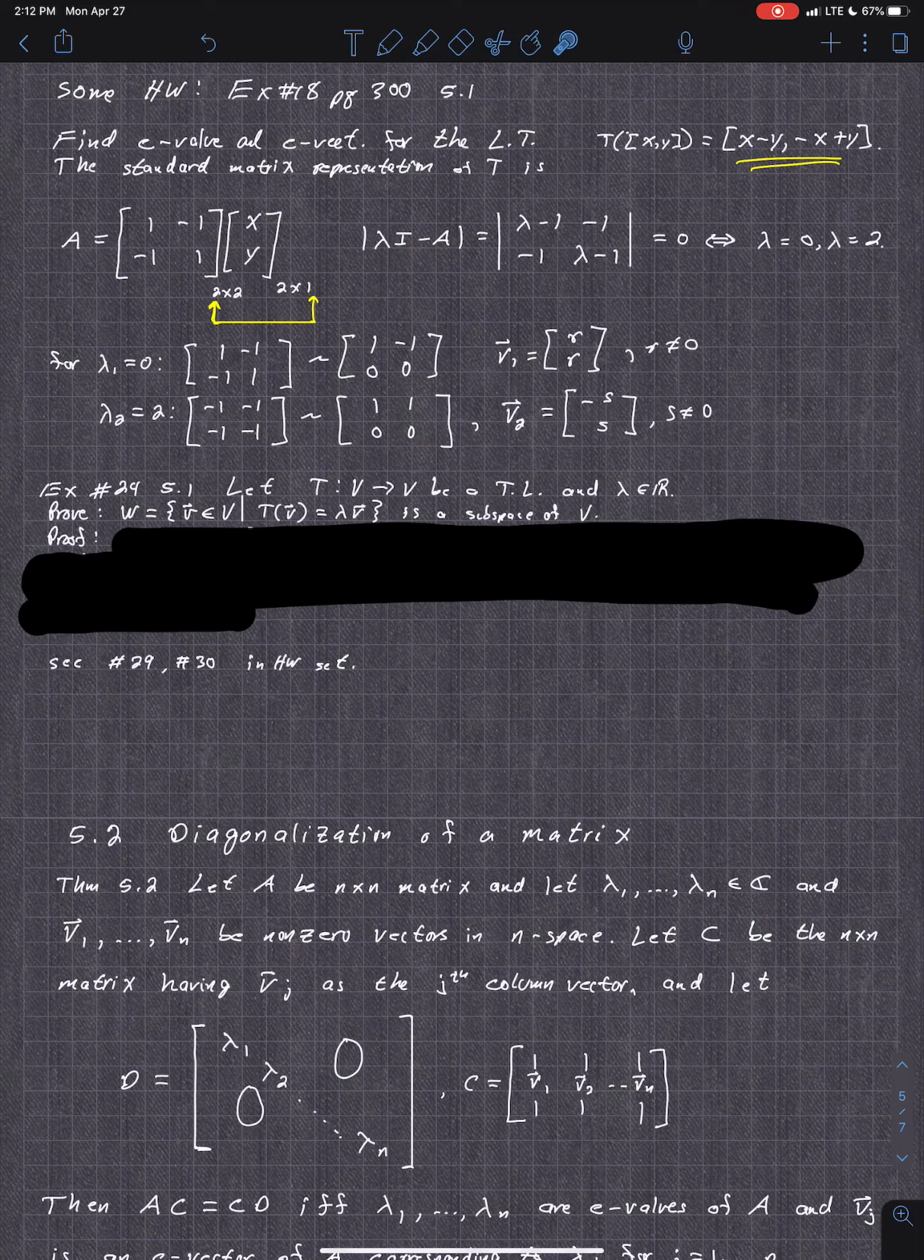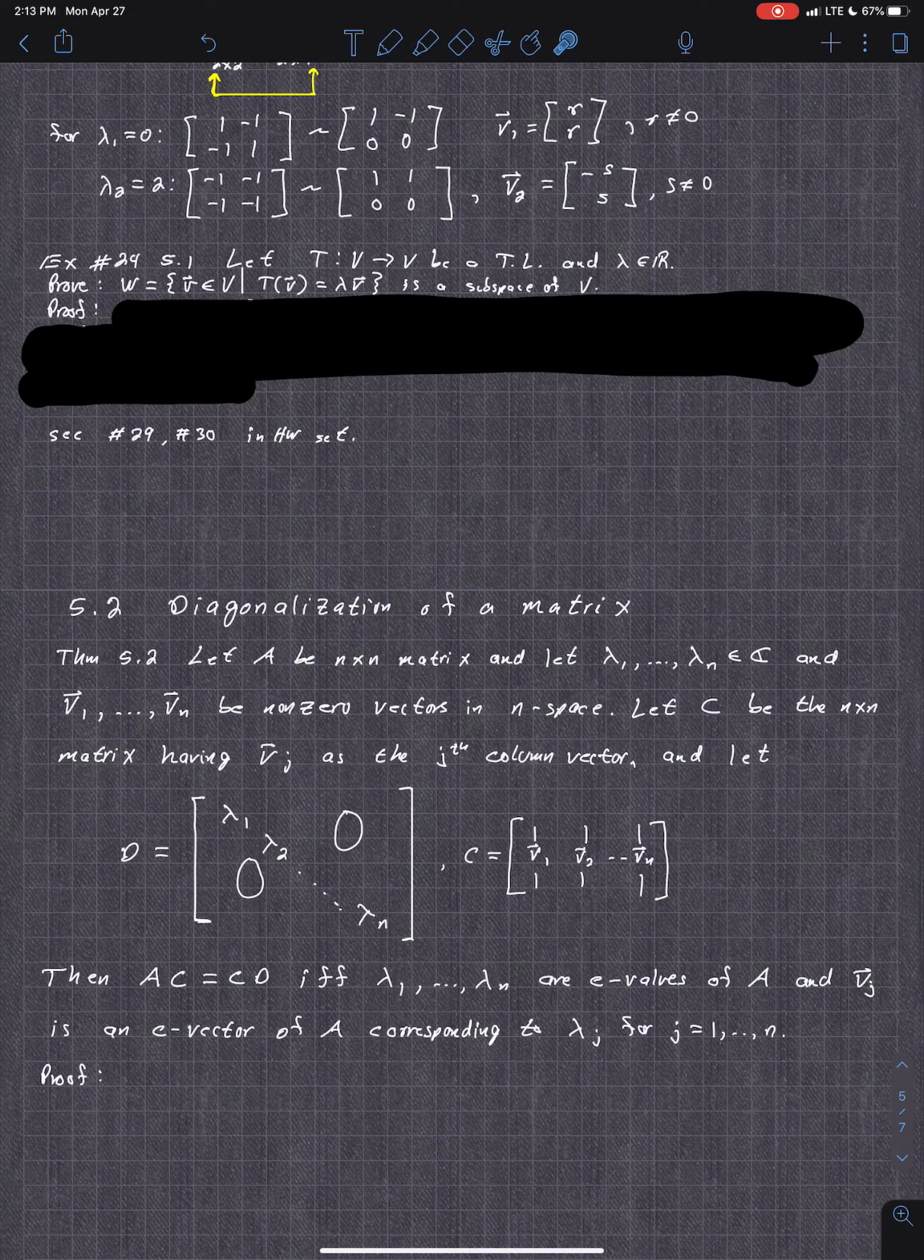Okay, then example 24 has to do with the subspace stuff. Example number 24 says T is a linear transformation from V to V, and lambda is in R. Prove that W, the set of V in V such that T of V is lambda V, is a subspace of V. Basically, it's saying those eigenvectors are a subspace with this linear transformation. So think about how you would prove that. Maybe pause and think about how you might do it.